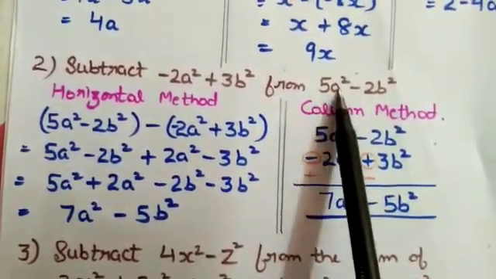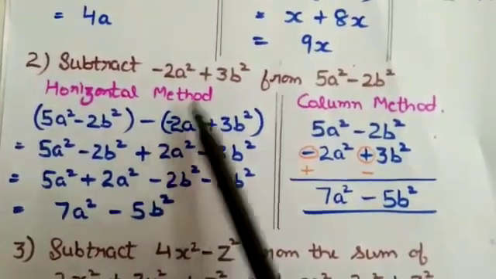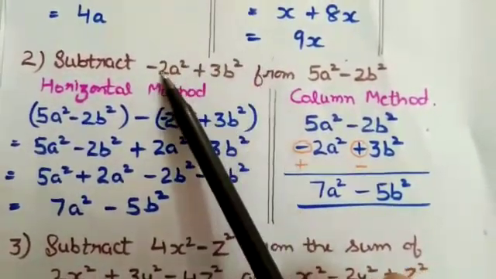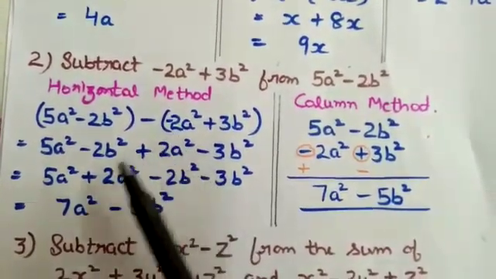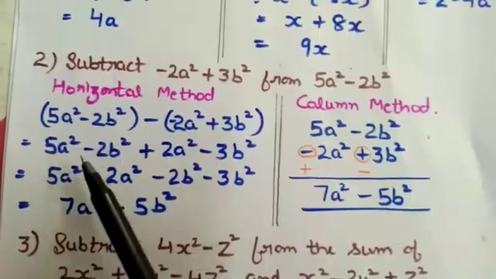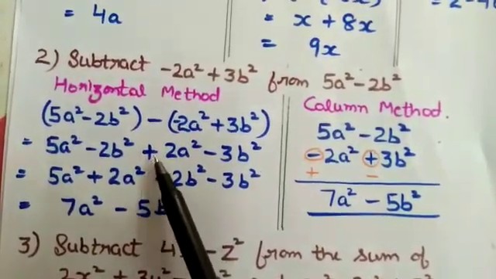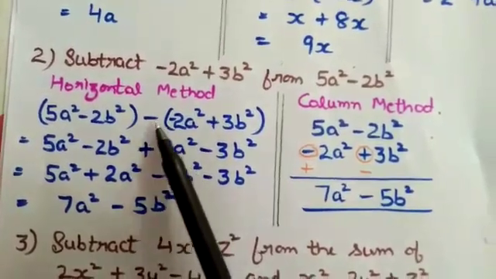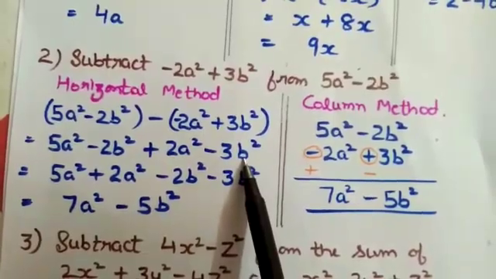So this expression, first 5a square minus 2b square, minus this expression, minus 2a square plus 3b square. Now when we open the bracket, what we will have is 5a square minus 2b square, minus minus becomes plus 2a square, again minus plus will be minus, so minus 3b square.